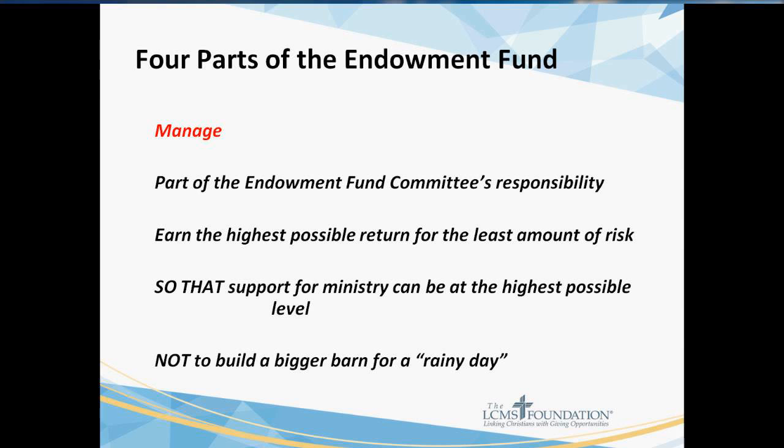You see, donors want to see their gifts used. They want to see ministry happen. That's why they're giving their gifts in the first place. Simply using an endowment fund as a rainy day nest egg does no one any good, least of all that lost soul who desperately needs to hear the good news.